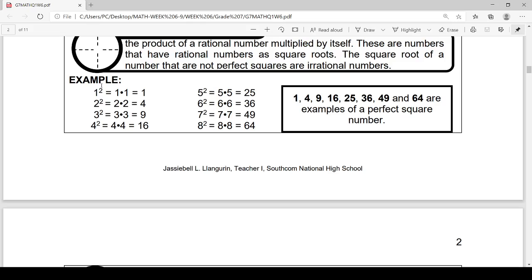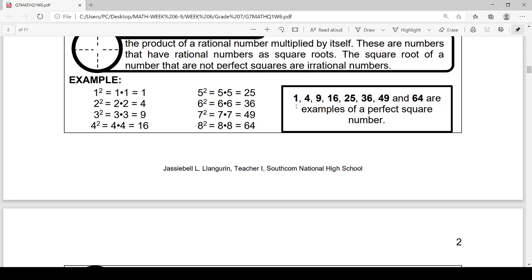Example: 1 squared is 1 times 1, which equals 1. 2 squared is 2 times 2, therefore it is 4. 3 squared is 3 times 3, equals 9. Then 4 squared is 4 times 4, equals 16. And so on. The results are 1, 4, 9, 16, 25, 36, 49, 64, and so on, if you continue this, like 9 times 9, 10 times 10.